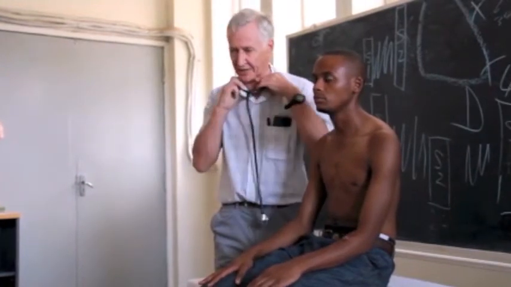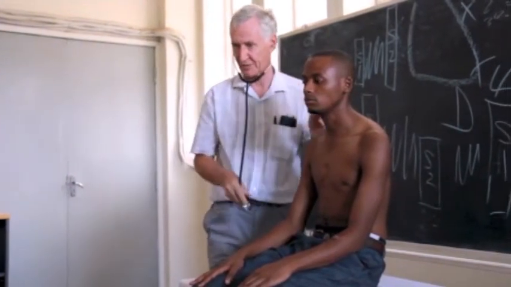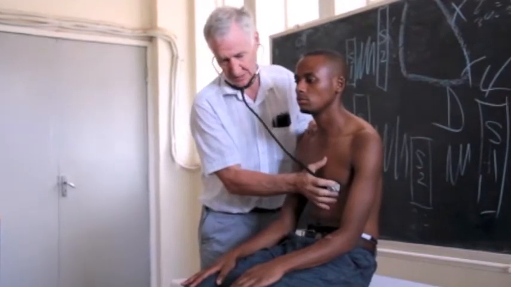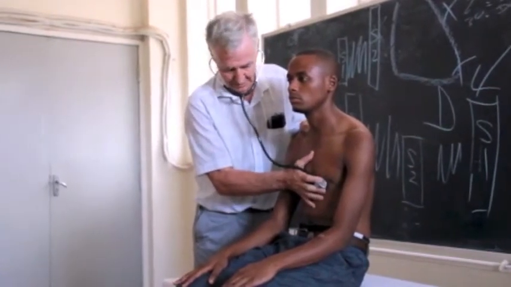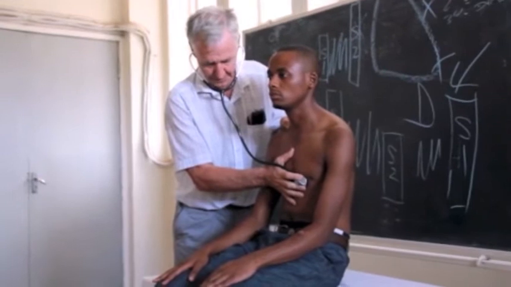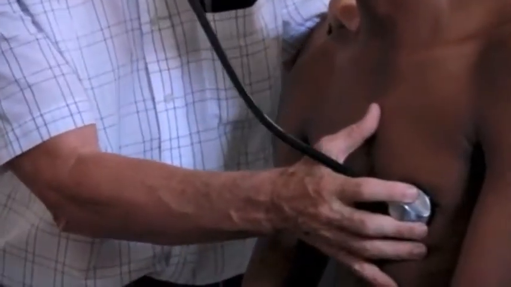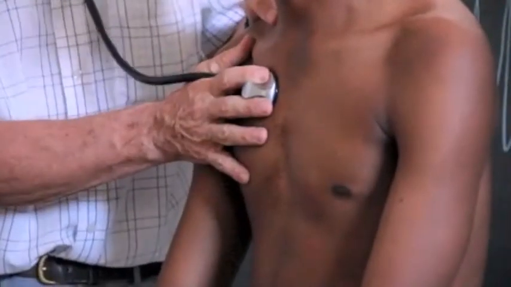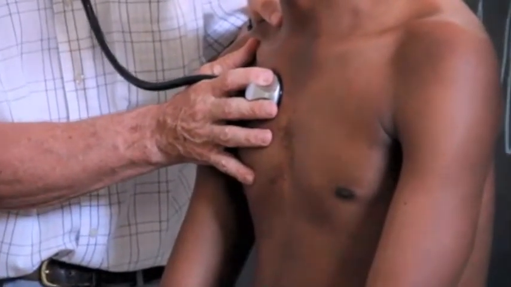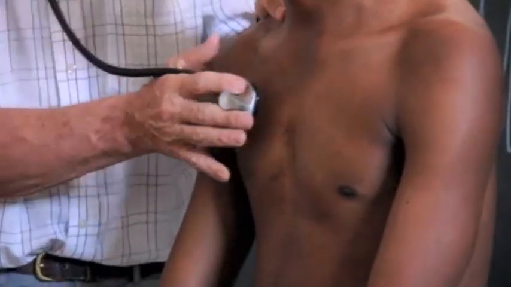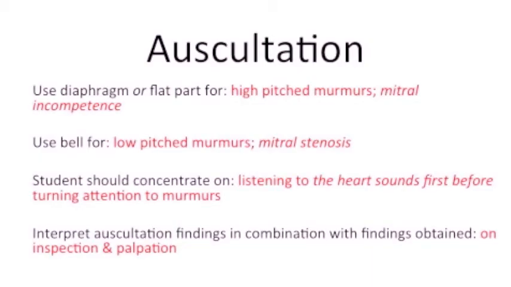So let's listen to Freddie's heart for a minute and see what do I hear. Lub dub, lub dub. Lub dub, loud first heart sound. Up here, lub dub, lub dub. In other words, a loud second heart sound.